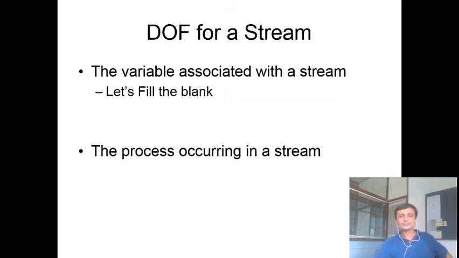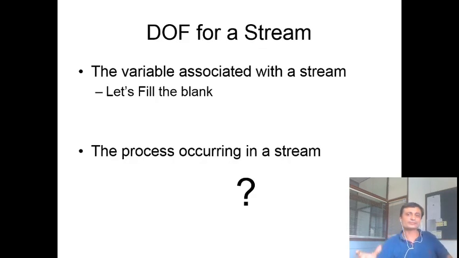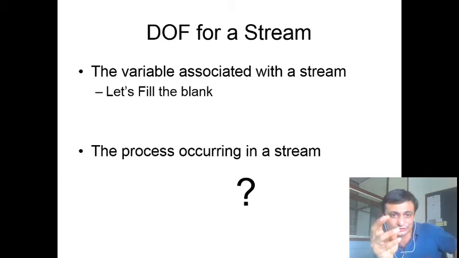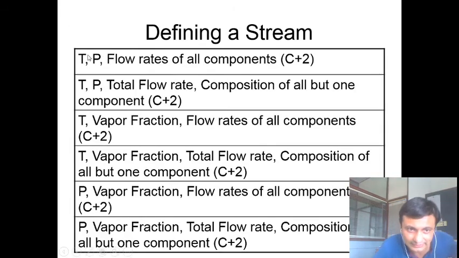So if there is a process stream, which are the variables? We have discussed this so many times, so I'll go with that. Basically the variables associated with the process stream are temperature, pressure, flow, and composition. But not composition; composition independent is C-1. If I want to define a stream in a particular simulator, what I need to define is temperature, pressure, and flow rates of all the components. Now when I define flow rates of all the components, its composition is automatically defined.